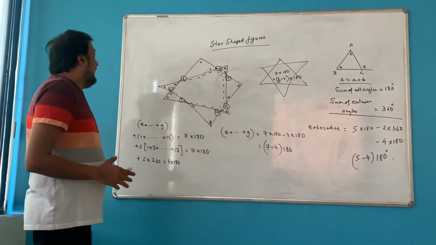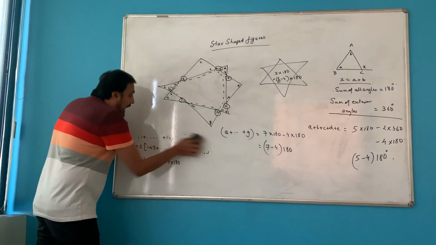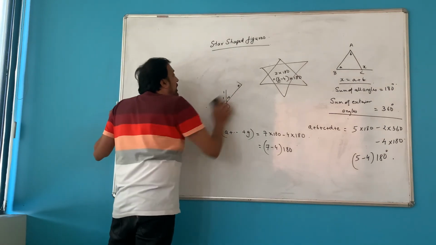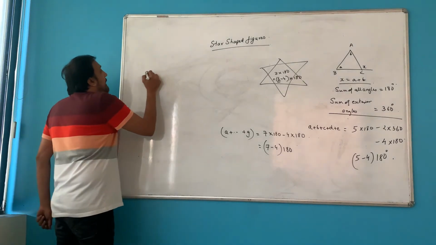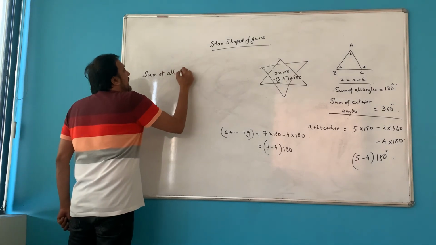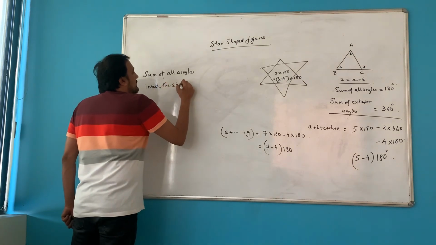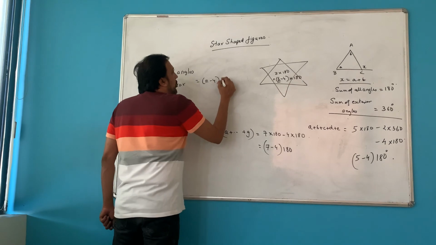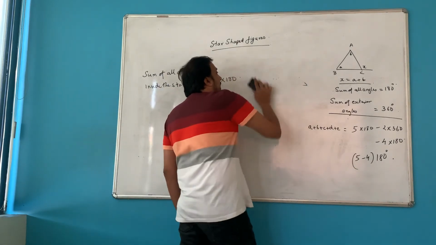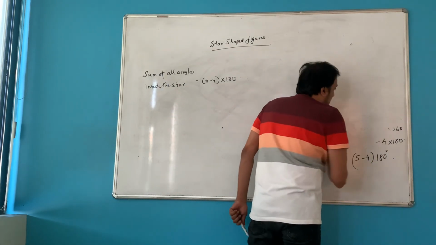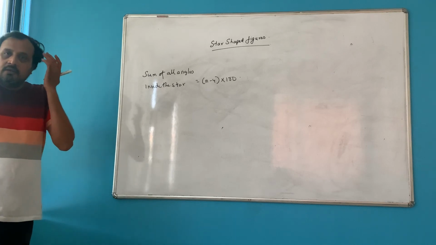So if I want to generalize for any star-shaped figure, the sum of all the angles inside the star would be equal to n minus 4 into 180, where n will essentially be nothing but the number of angles or sides of the polygon which is there inside the particular star-shaped figure.